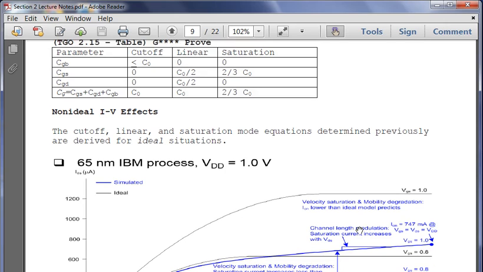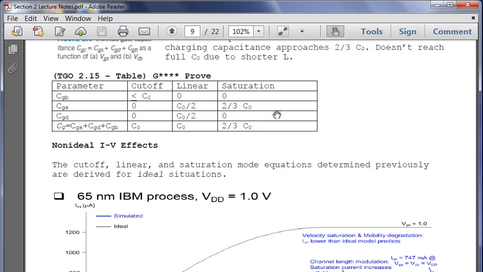We proved that in cutoff, linear, and saturation, we proved this table where we indicated that half of gate source and gate drain is indicated in linear mode of the output capacitance. We know C0, which is equal to epsilon_ox over t_ox, times WL, or epsilon_0 times k_ox, which is the permittivity of free space times the multiple of the permittivity of free space by silicon dioxide, which is 3.9. And we know that the thickness of the oxide, if given in a problem, would allow you to determine the actual gate capacitance.